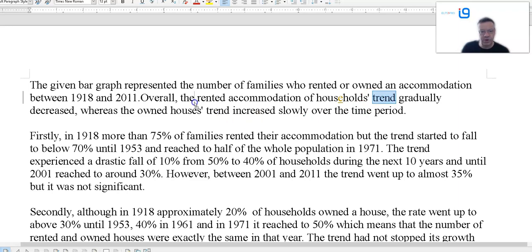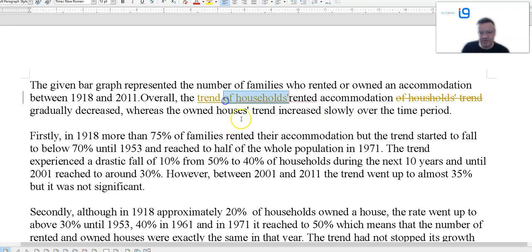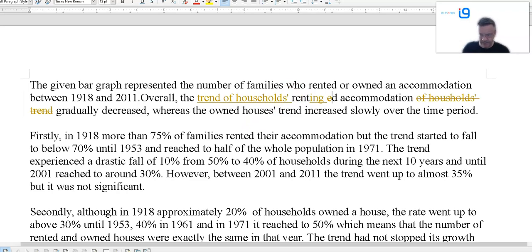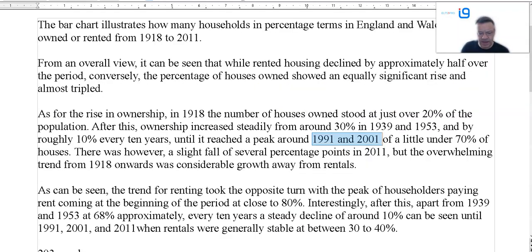So this word, overall, the trend of households renting accommodation gradually decreased, where the owned houses trend increased. Well, it wasn't a slow increase at all. Really, was it? It was pretty steady. 10% every 10 years. That's a steady incremental increase. I mean, if you look at how I put mine.